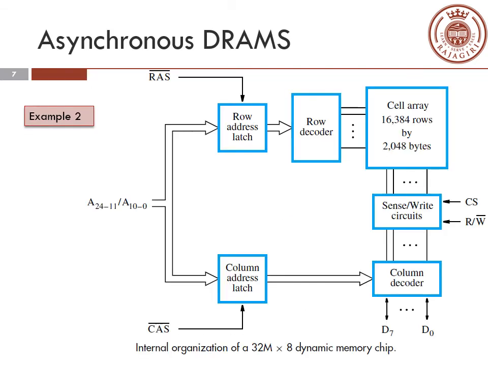Now we will see the example again. So the same structure which we have seen initially, using the addresses A24 to A11, you will be selecting the row. Using the addresses A10 to A0, you will be selecting the corresponding column. So you have selected a row, you have selected a column. So that column address points to a particular group, and in that group you will be having a byte or 8 bits of data. You can write as well as read to that particular address.